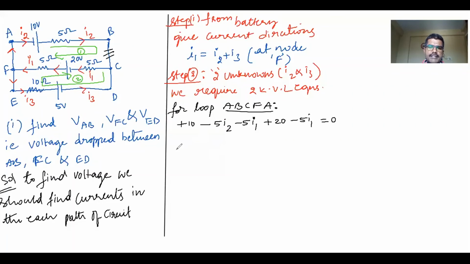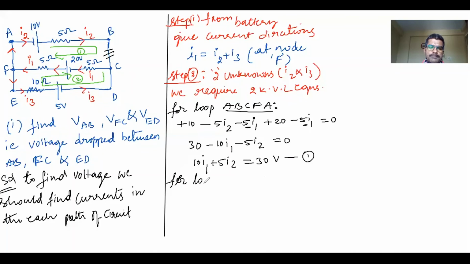This gives you 10 plus 20, it is 30, minus 10 I1 minus 5 I2 is equal to 0. See here, minus 5 I1 minus 5 I1 is minus 10 I1, and minus 5 I2 is there as it is. So I can simply write 10 I1 plus 5 I2 is equal to 30 volt. Taking this as equation number 1. This is equation 1.